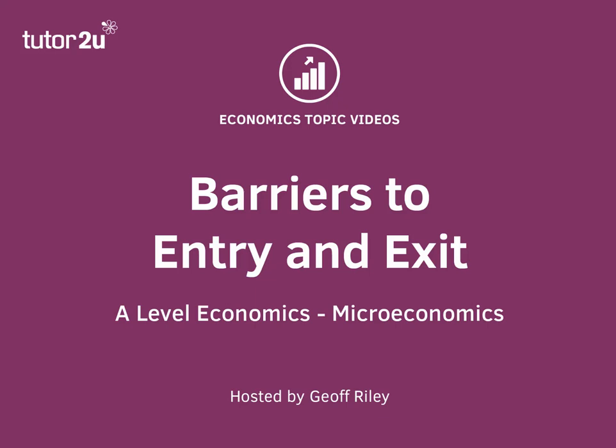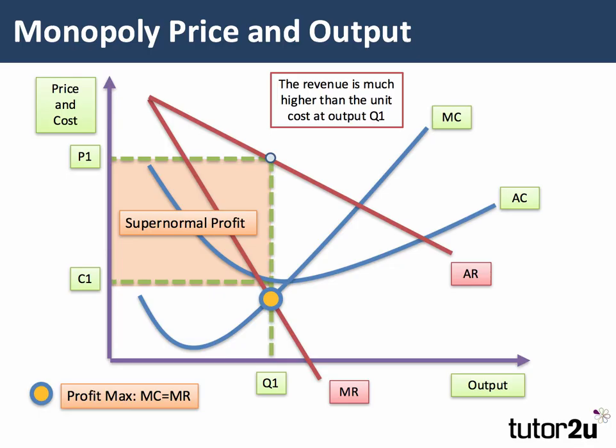Hi there. Let's look in this topic video at barriers to entry in monopolistic markets. The standard monopoly diagram shows us that a firm is likely to be making supernormal profits, as shown by the shaded area. Of course, in a competitive market, the entry of new firms into the industry causes those profits to be competed away until the representative firm is making just normal profit.